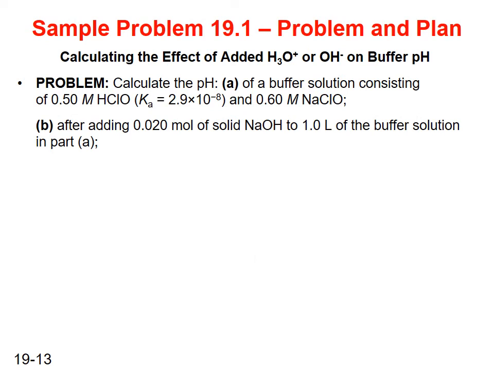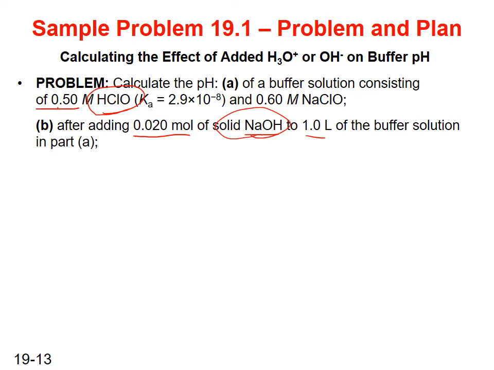Now let's look at B. We add 0.02 moles of sodium hydroxide to 1 liter of buffer solution. And we know that when sodium hydroxide is added, it will react with the weak acid, and that will change the initial concentration of the acid. And therefore, the pH of the buffer solution may change.